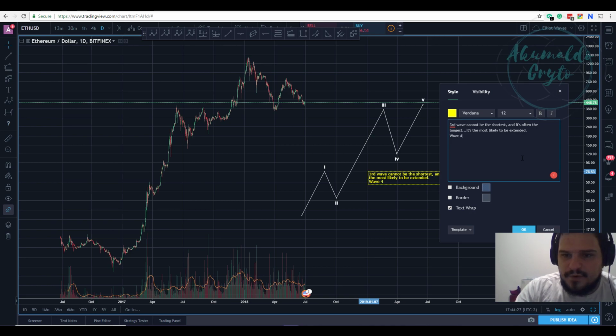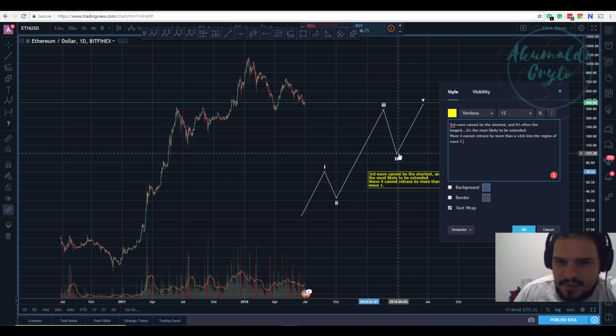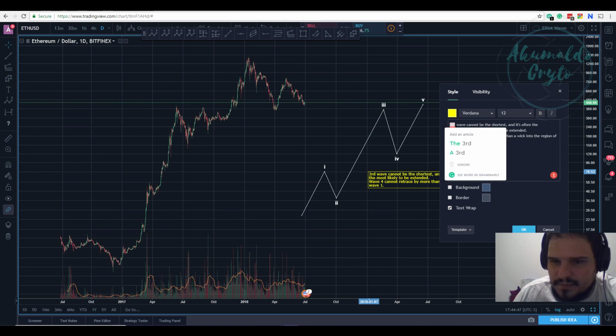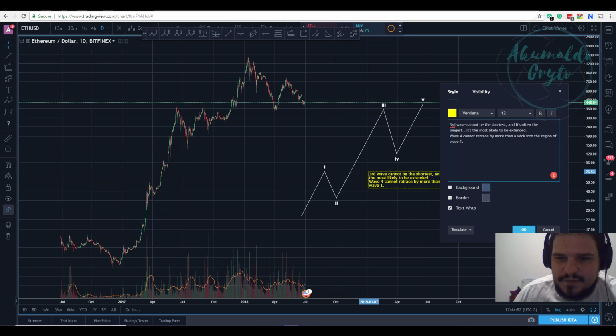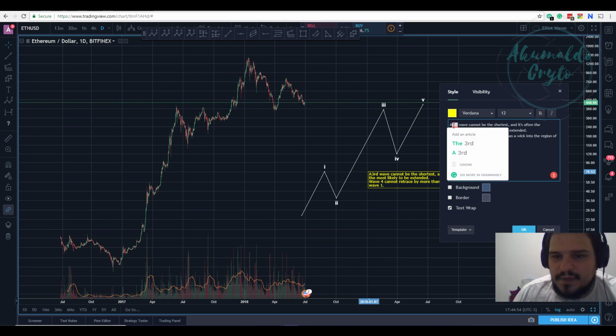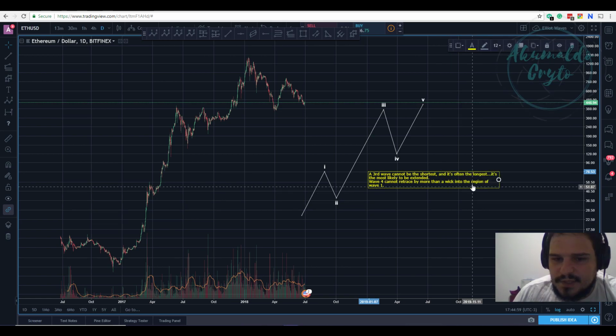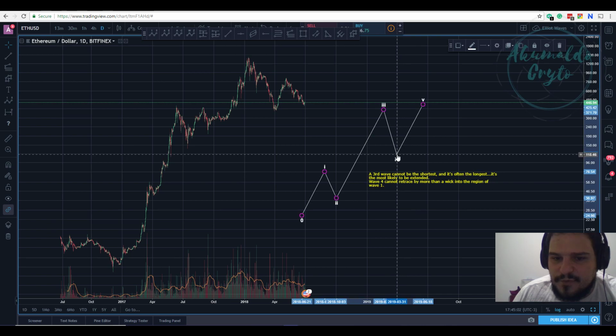Wave 4 cannot retrace by more than a wick into the region of wave 1. So we have here this retracement, don't we? Oh, I'm sorry. A third wave. So here we have some grammar lessons as well, huh? Why not? A third wave cannot be the shortest. A wick into the region of wave 1, I'm sorry.